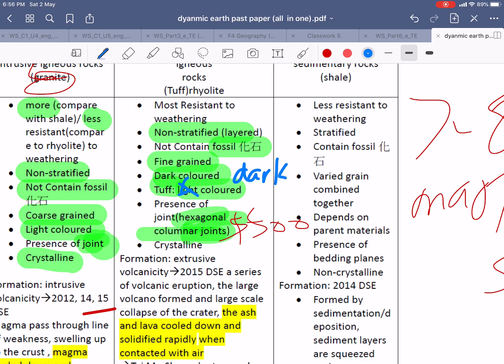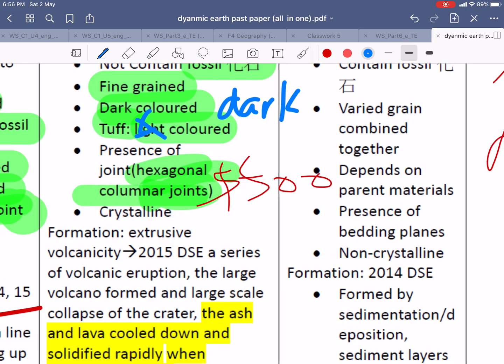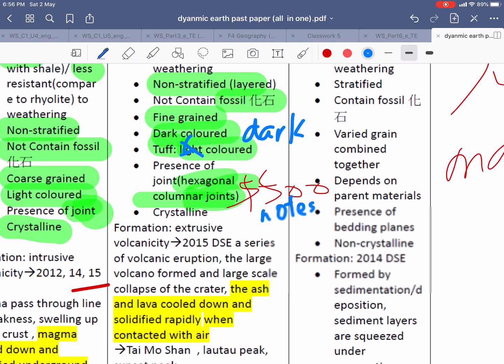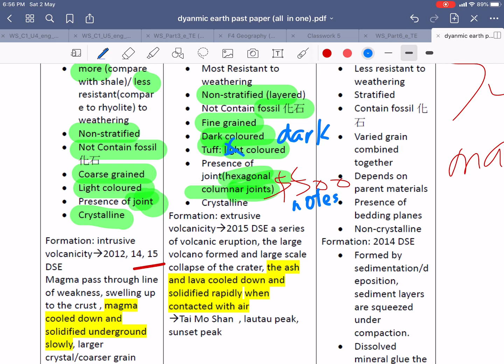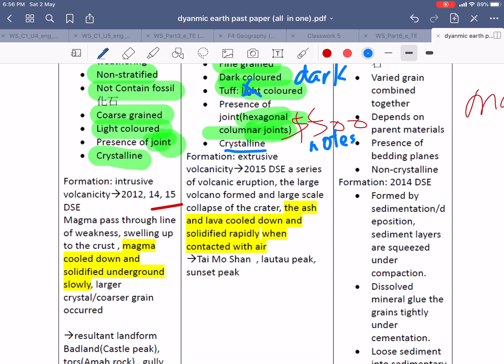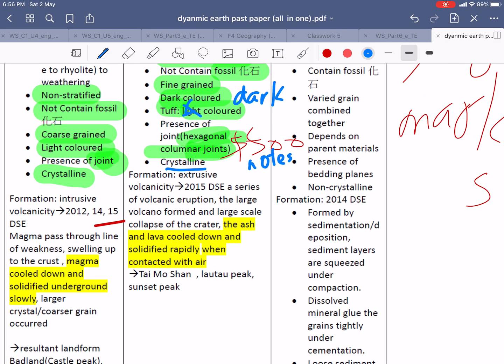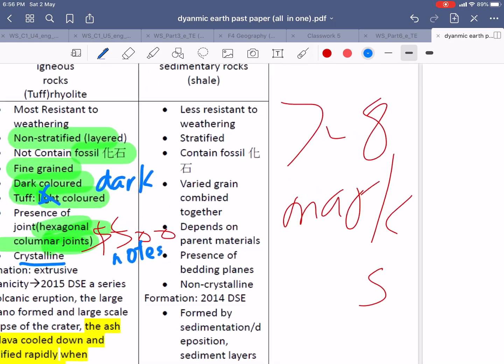But actually, you can just refer to the photo you have seen in the DSE and make it up. Okay. Presence of joints, and as I have right here, which is the $500 note. Okay, the $500 note is showing the hexagonal columnar joint, and which is crystallized. Okay. Why is it formed? As I've said before, ash and lava cool down and solidify rapidly in contact with air. And examples: Lantau Peak, Tai Mo Shan, and Sunset Peak. Okay, Sunset Peak. Okay, and then how about the shale?